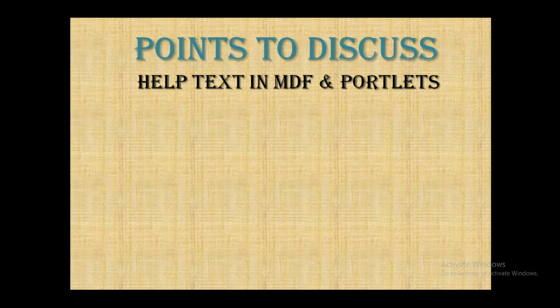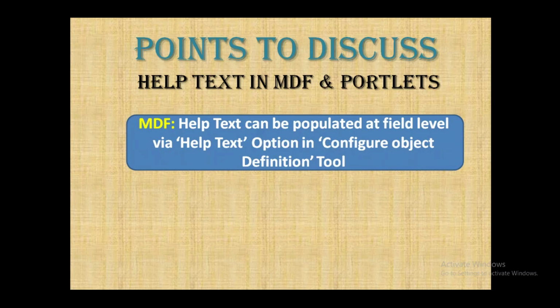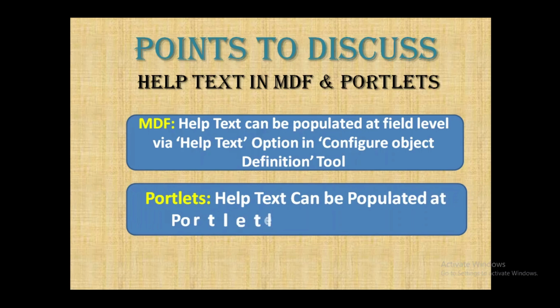So today, as I already told, our discussion is on help text. First we will see how we can populate help text in the MDF, and that we can do via configure object definition. The help text option is itself available there, so it is quite easy. We just need to maintain that help text there and it will be populated in the MDF screens. And the second option, which is very interesting, is how we can populate the help text in portlets. There we need to maintain one ECHelp object itself. What is the procedure and how we can maintain that, we'll see today in the hands-on configuration in the system.